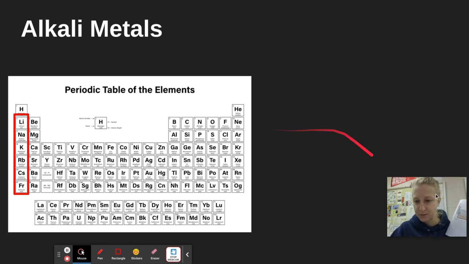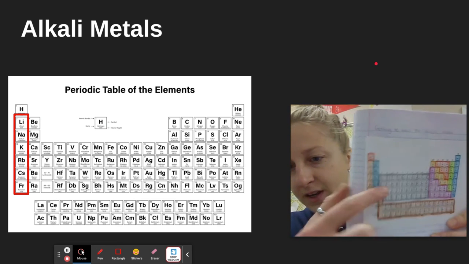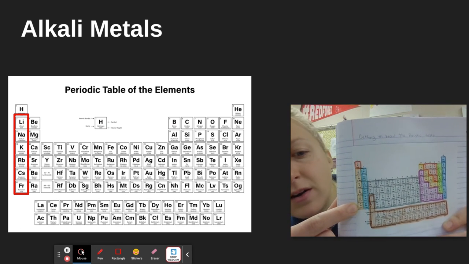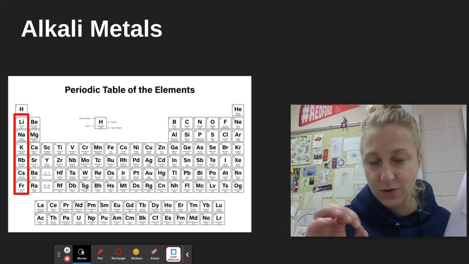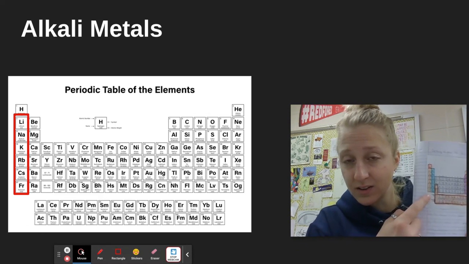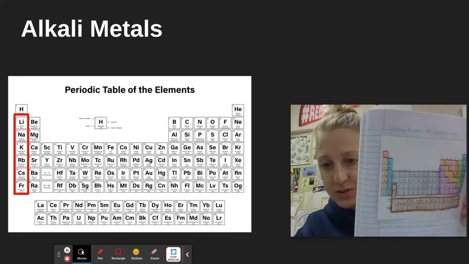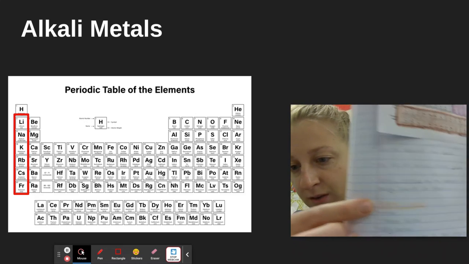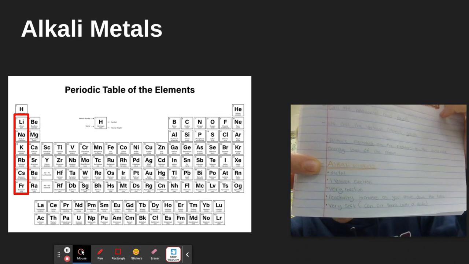Let me make my face bigger so you can see what's going on here. You're going to color in that group. So we went from Li down to Fr, okay? That's going to be our alkali metal group. Now, once you've gotten that colored in your little periodic table, what you're going to do is take that same color. So this person colored that in orange, and they took that same orange color and they wrote alkali metals down on some of the lines in their notes.